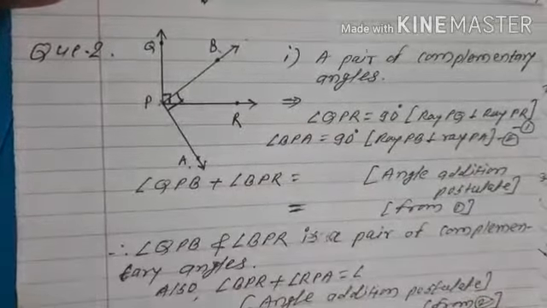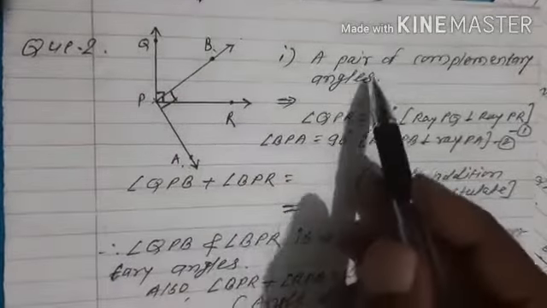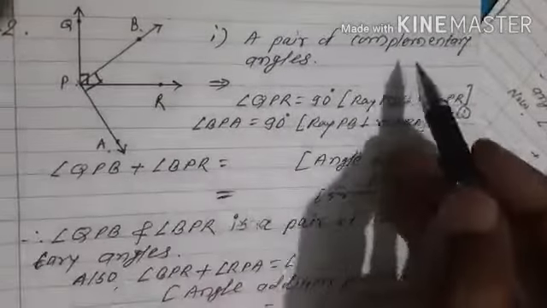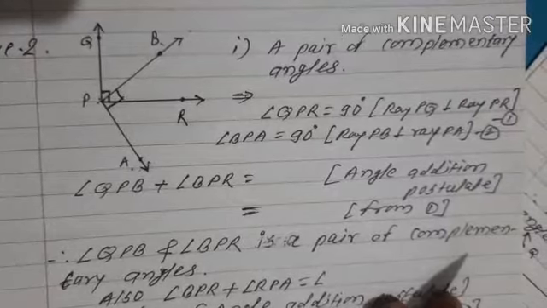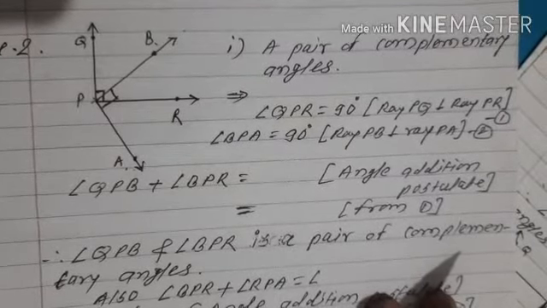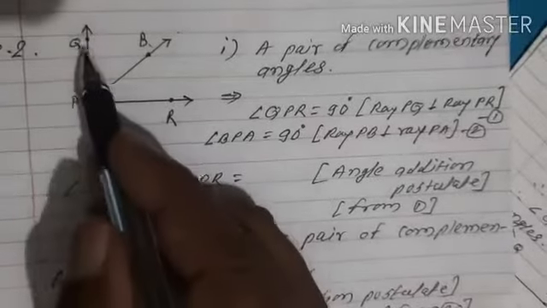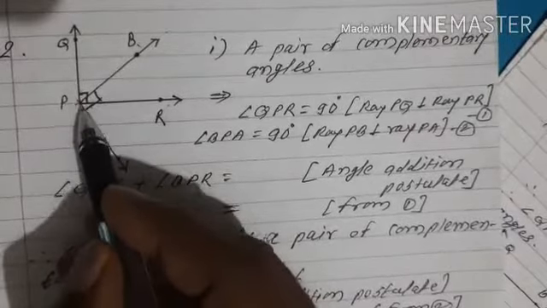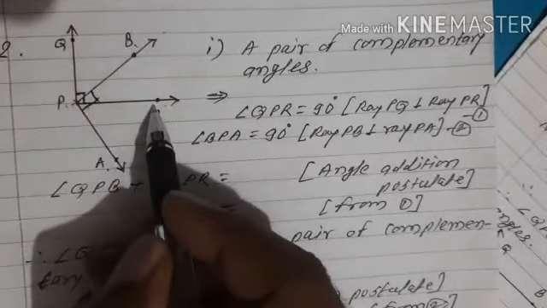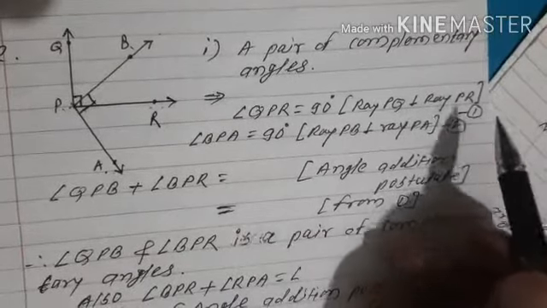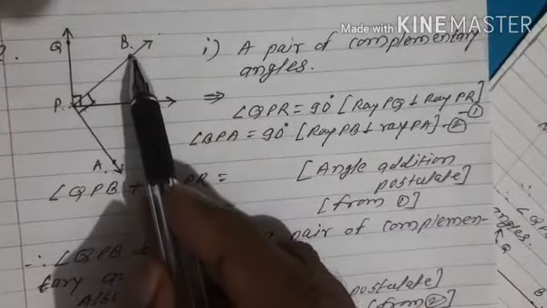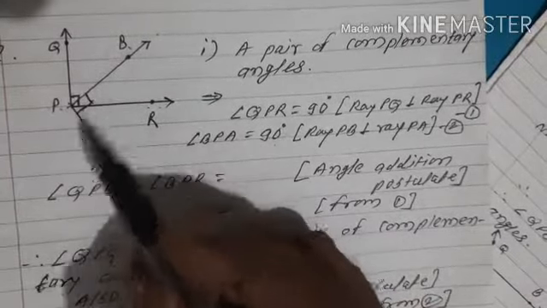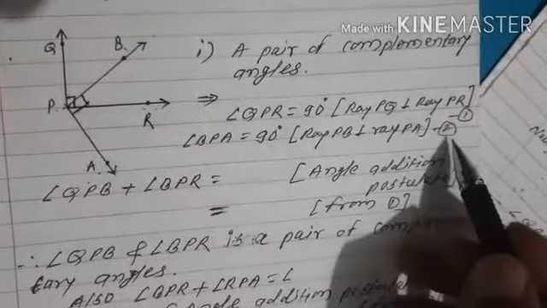Okay. Now, what is the question? First question, a pair of complementary angles. From this figure, you find the pair of complementary angles. Sum of the measures of two angles is 90 degree. Then these angles are called complementary angles. In figure, angle QPR is 90 degree because ray PQ is perpendicular to ray PR, this is given. Hence I write equation 1. Again, angle BPA is equal to 90 degree because ray PB is perpendicular to ray PA, equation 2.